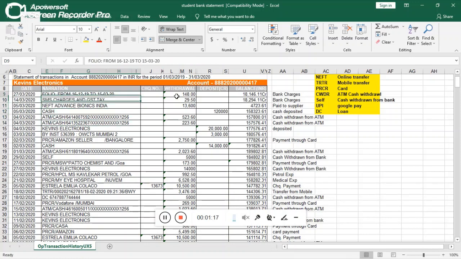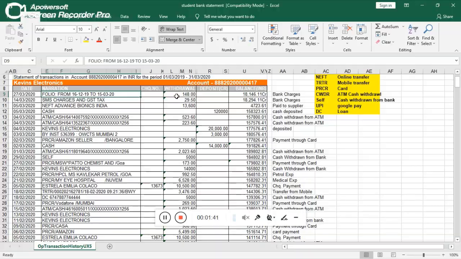Remember this, don't pass all the entries from the bank statement in accounts. You have to pass only those entries which are not passed in the accounts. Okay, so we will see one by one. Some of the entries I'll show you here. For example, these are bank charges here.